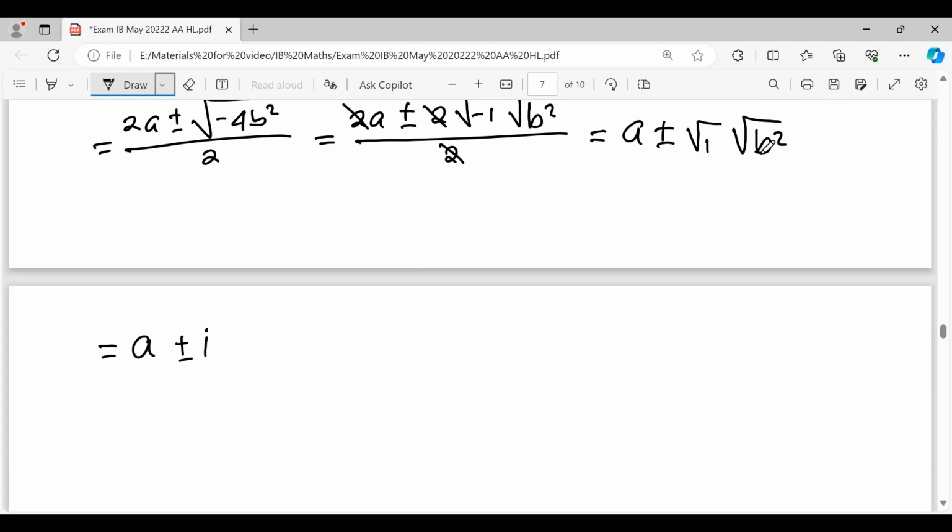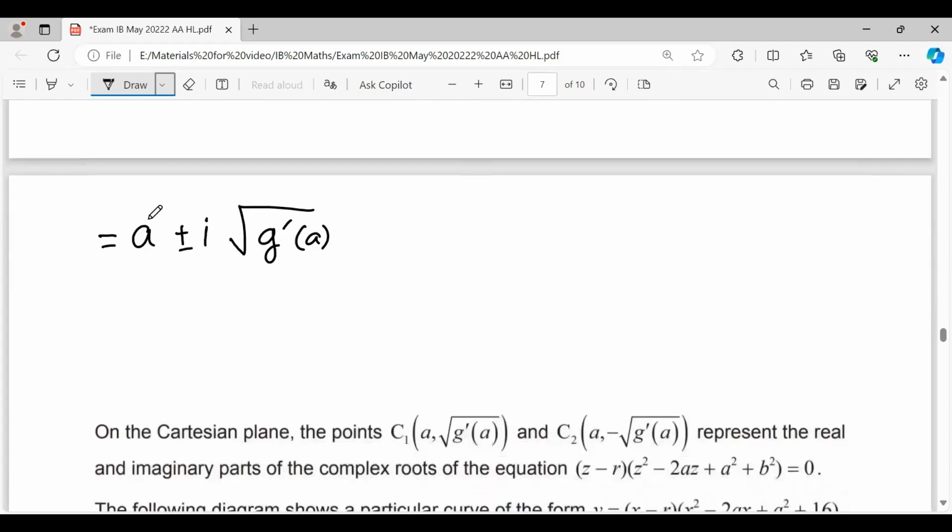And recall that b squared equals the derivative. Or a plus minus the square root of the derivative, g a, i.